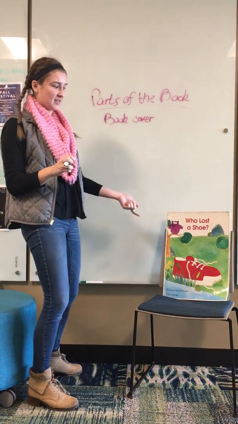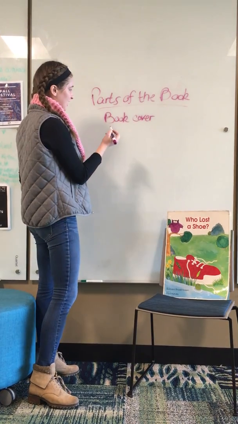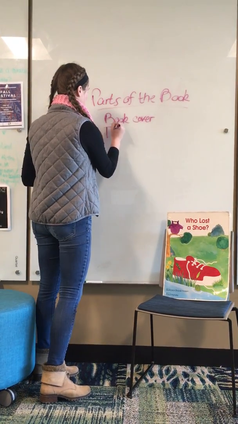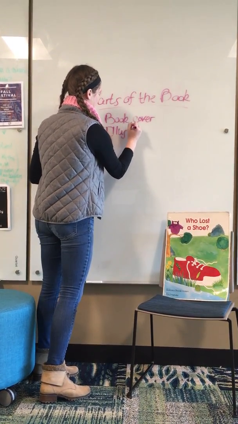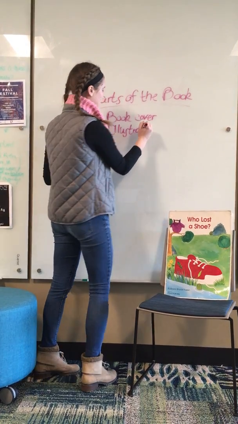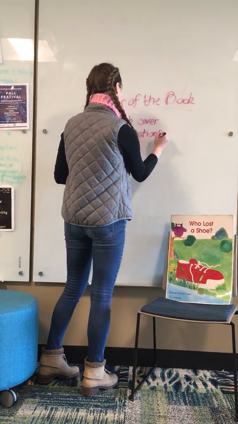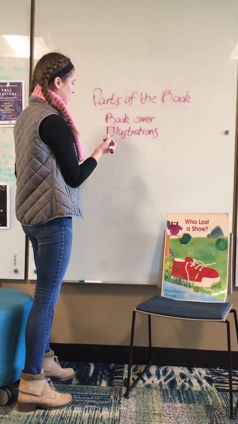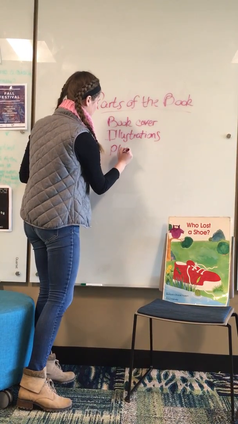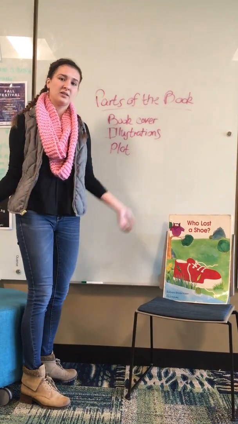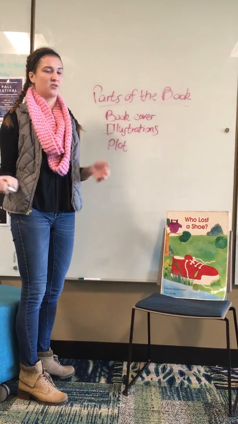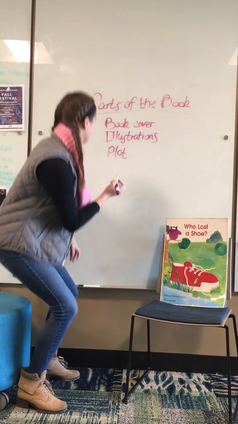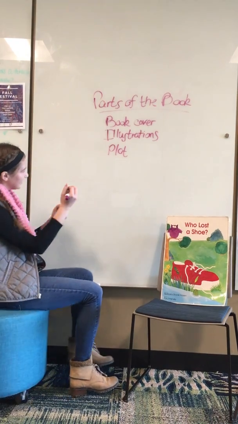So we kind of started with that. Before you even knew it, we started to make predictions. We're going to look at the book cover again, see what that can tell us. We're going to look at the illustrations. So those are the pictures in the book as we read. We're going to look at the plot, which is basically, the plot is what does the story say? What are the details of the story? What is happening? And then we're going to look at schema.